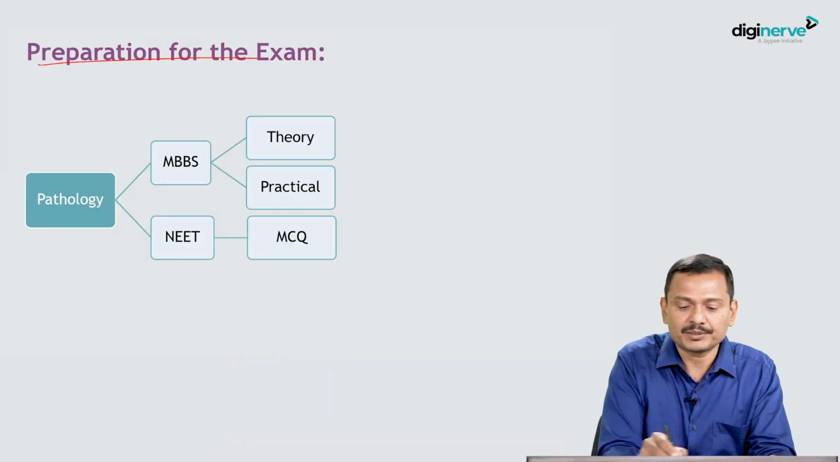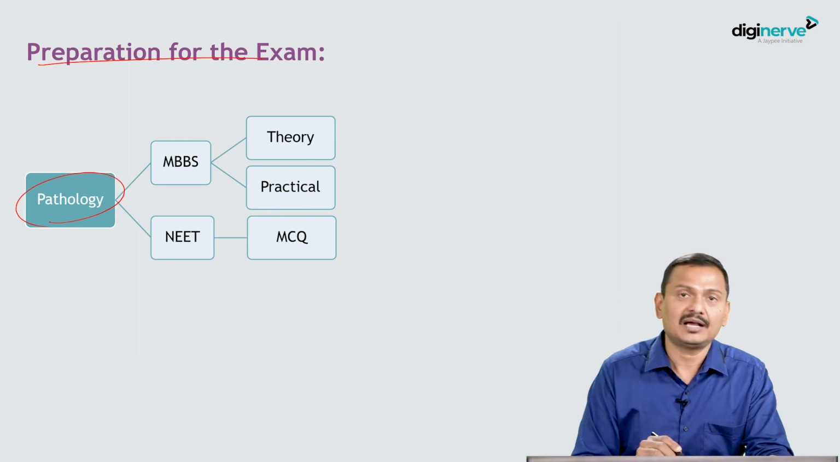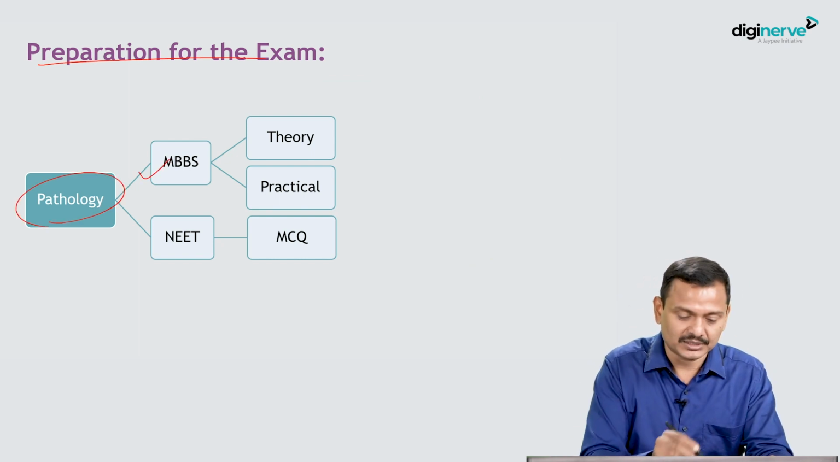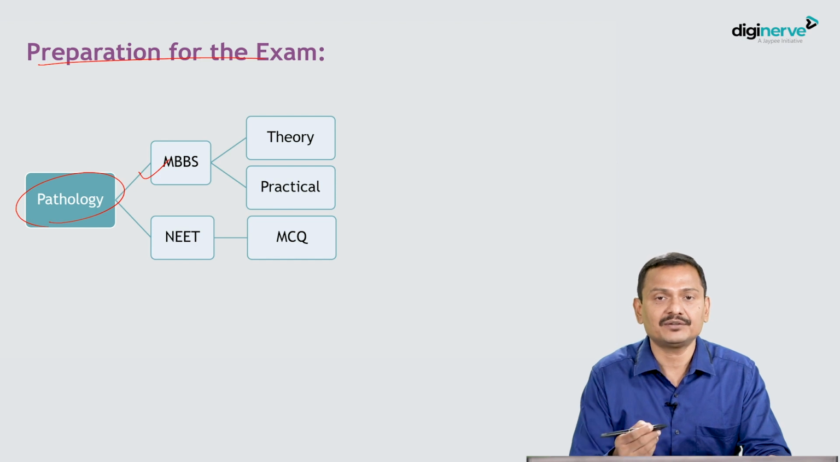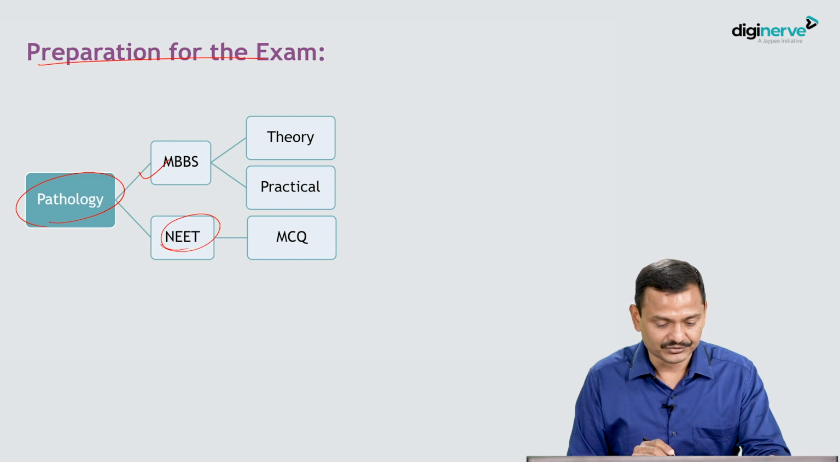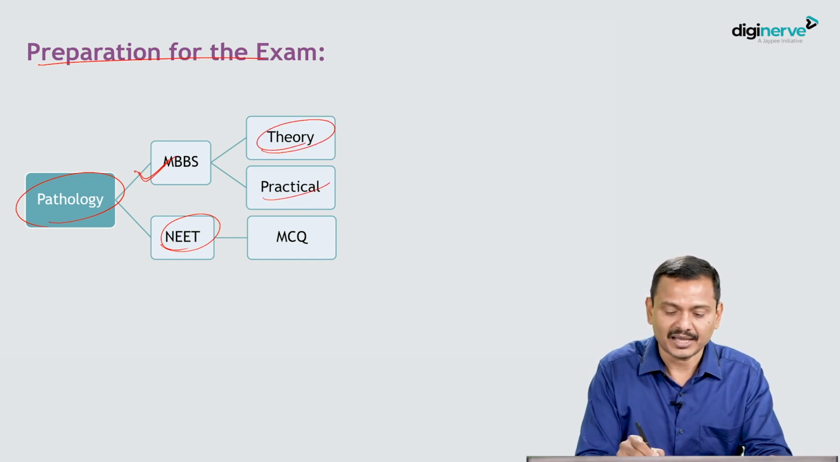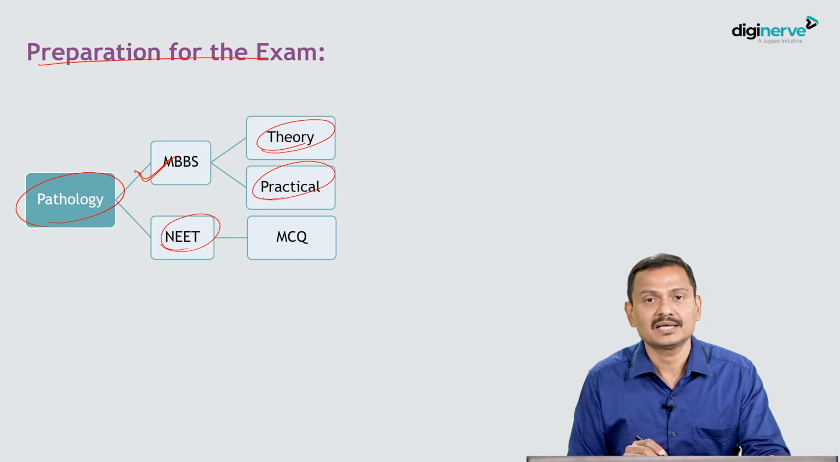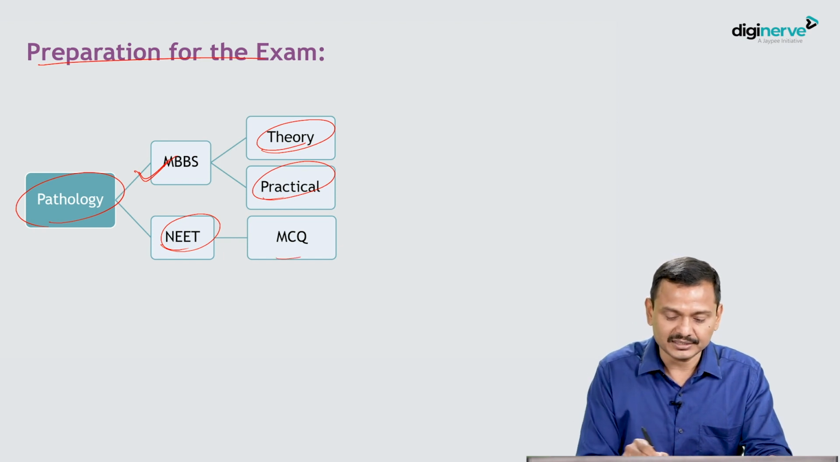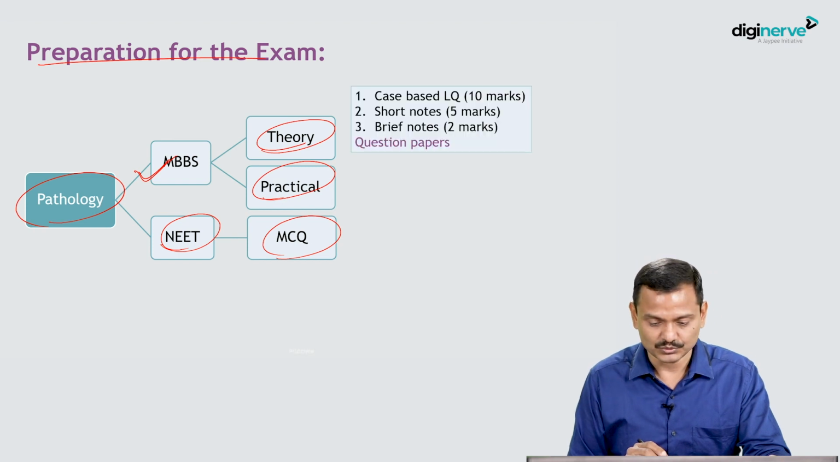Now how to prepare for your exam? When we read a subject, our first target should be to clear the MBBS, and after we have cleared the MBBS, our next target is our common entrance. To pass the MBBS, you need to know theory as well as score some marks in the practical. And for NEET, you always have to focus on multiple choice questions.